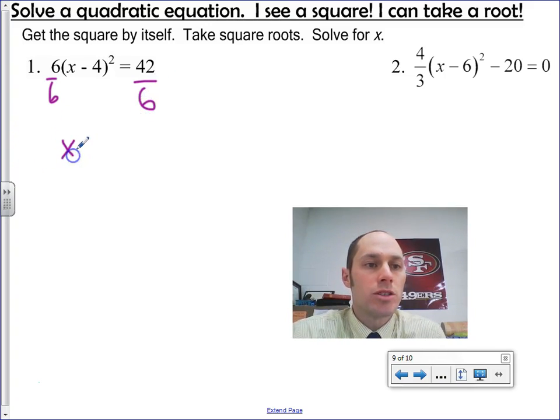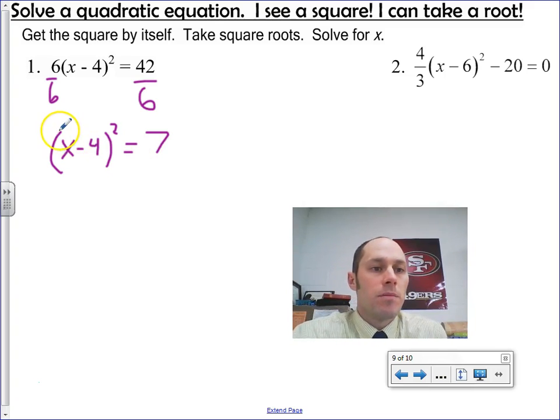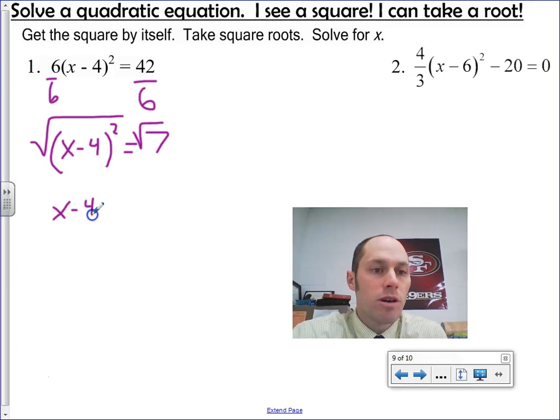Reverse our order of operations. So we have (x − 4)² = 7. Now, this whole thing is being squared, so we need to undo that. So let's take the square root. Keep in mind when we take the square root, that eliminates the square, so we just have x − 4. And this equals, remember when we take the square root, it's a plus or minus.